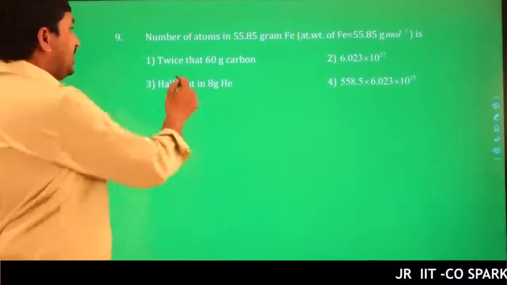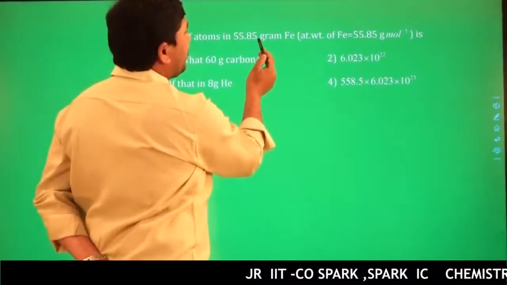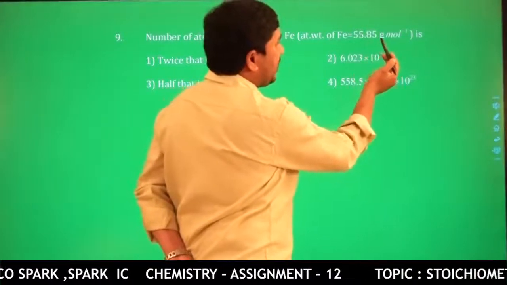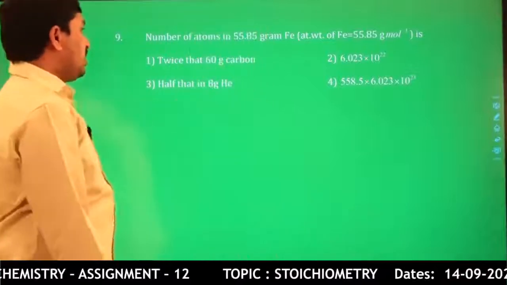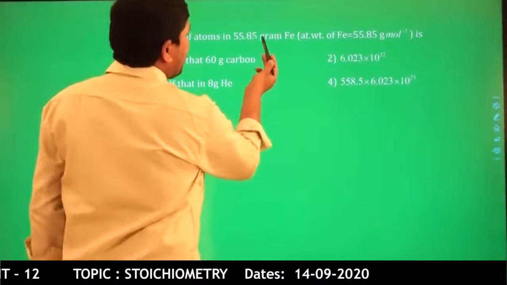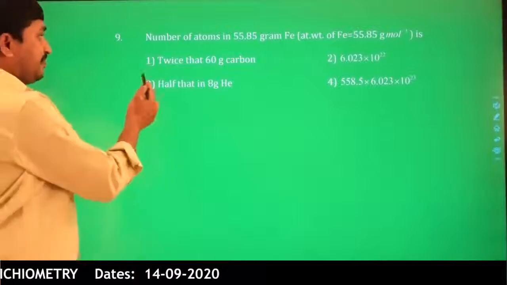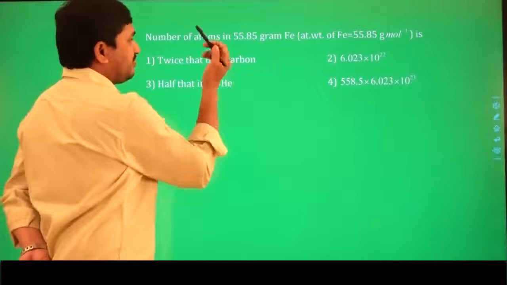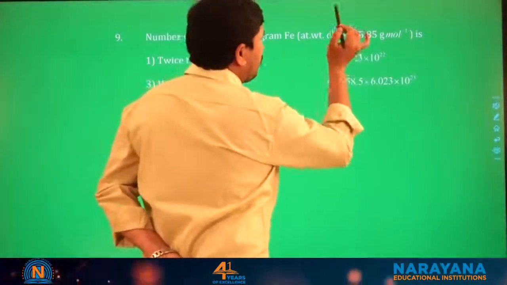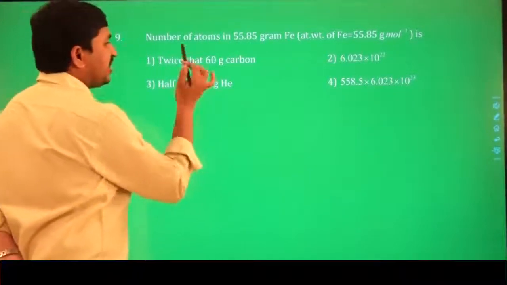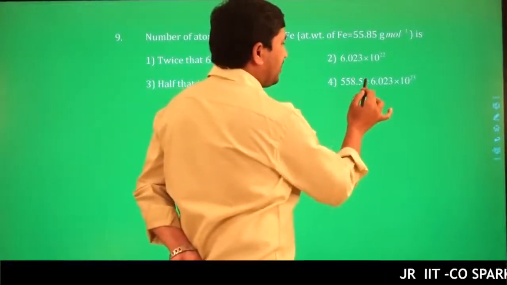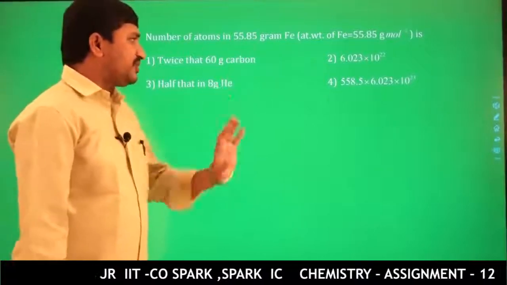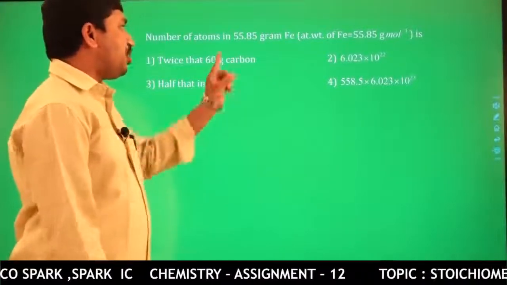What is the next question? The number of atoms in 55.85 grams of iron. He has given one hint: the atomic weight of iron is 55.85 gram per mole. Got it? Here he is asking the number of atoms in 55.85 grams of iron. So, he has given a comparison with other things: twice that of 60 grams of carbon, 6.023 into 10 power 22 iron atoms, that in 8 grams of helium, and 558.5 into 6.023 into 10 power 23 atoms of iron. So, these are the 4 options given which relate to 55.85 grams of iron.